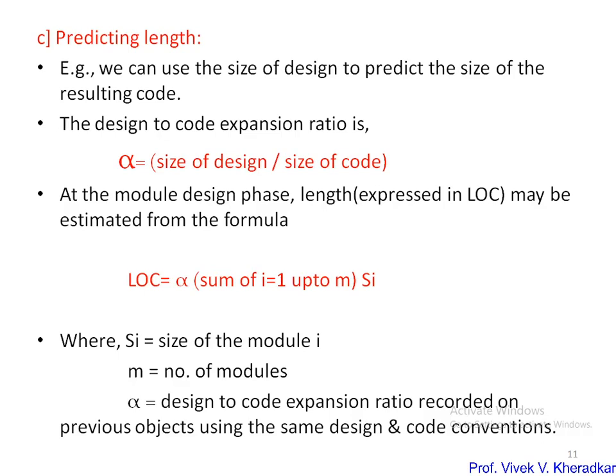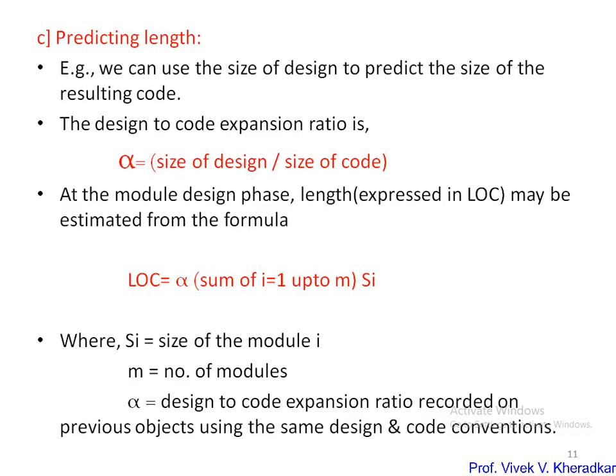Based on that, at the module design phase, the length may be expressed by the formula LOC equals alpha times the sum of i equals 1 to M of Si, where alpha is the expansion ratio, which you first have to calculate, and which helps to find the LOC. Si is the size of module i, measured as how many component design notations are available in that module. M indicates how many modules are represented in your product, and alpha represents the design to code expansion ratio, which is recorded on previous projects using the same design and code conventions.